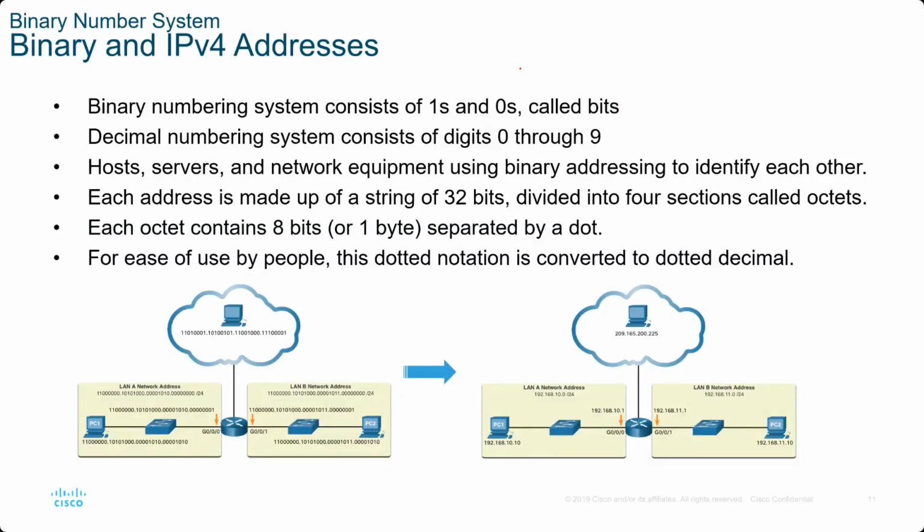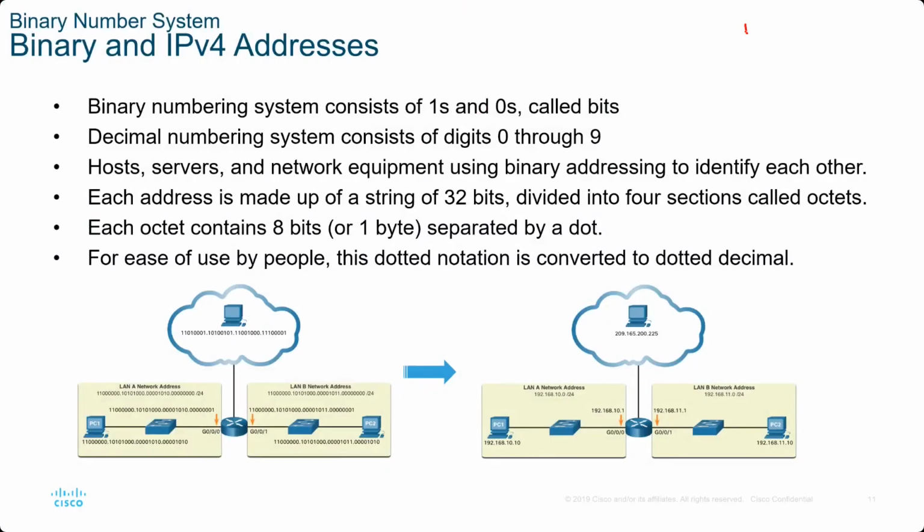Binary number systems consist of ones and zeros. Before we talk about binary systems, I'm assuming nobody knows anything about the binary system, okay? But everyone knows about the decimal system. So what is a decimal system? Decimal basically means 10. So you have 10 digits.